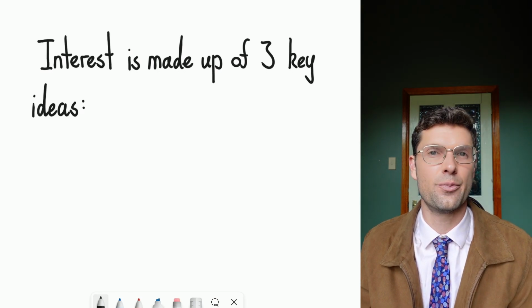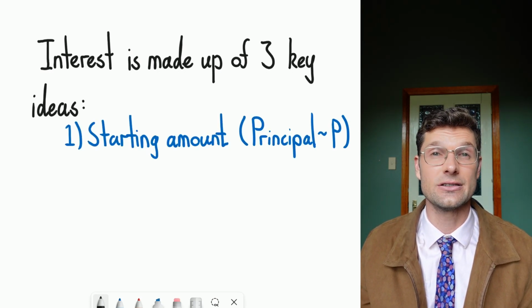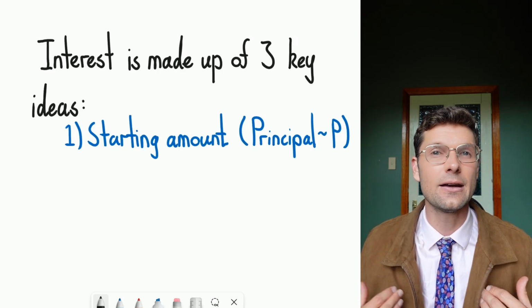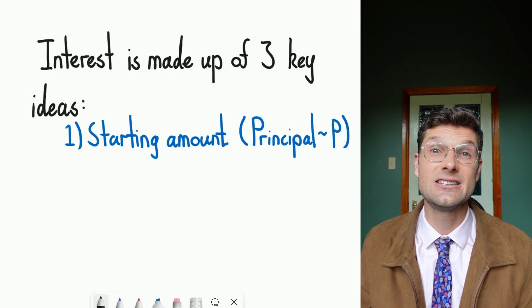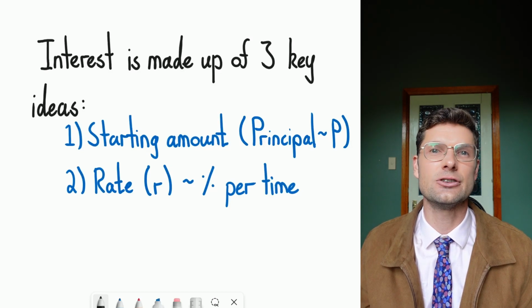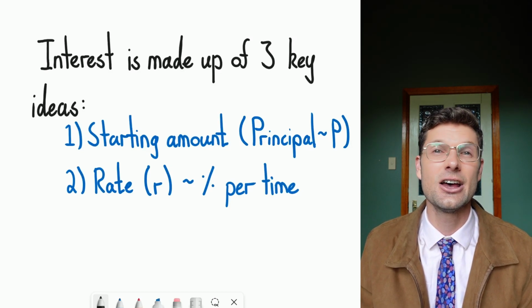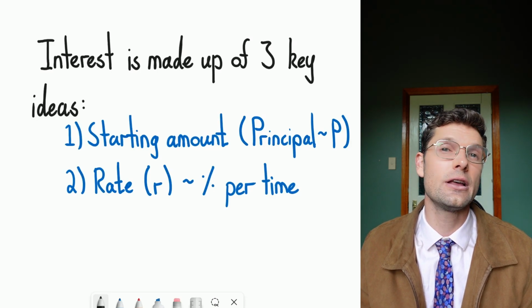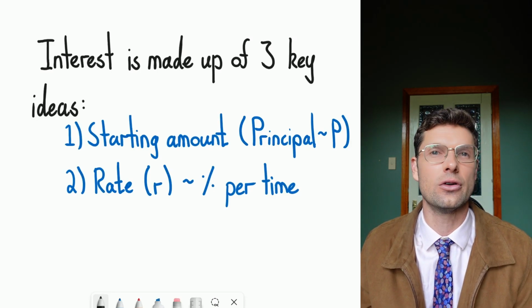The first is the principal, or the starting amount. So the more money that's put in, the more money you should make because of interest. The second thing is the rate that interest is calculated at. So this is a percentage. The interest rate is a percentage, usually per annum or per a unit of time.